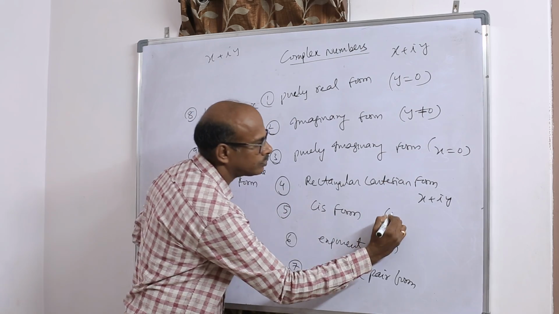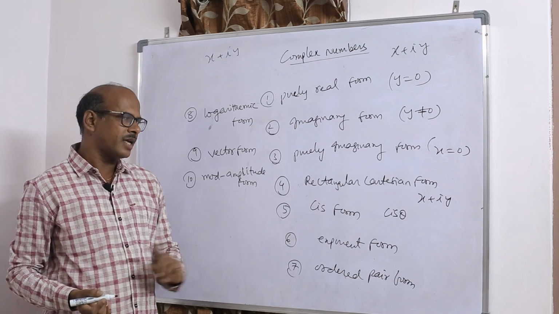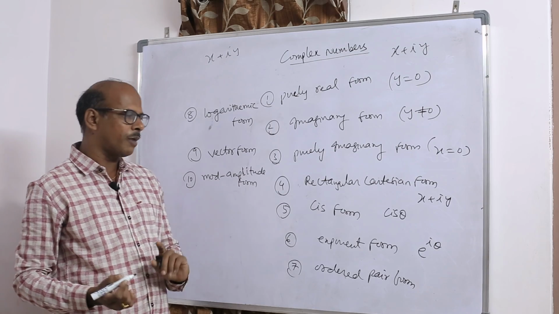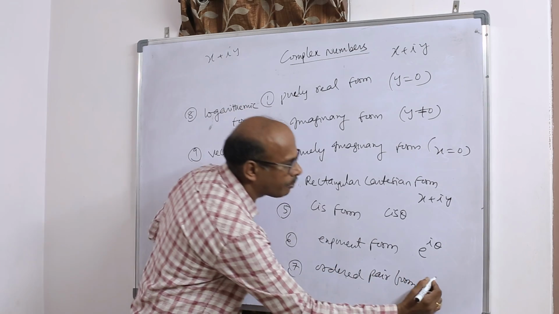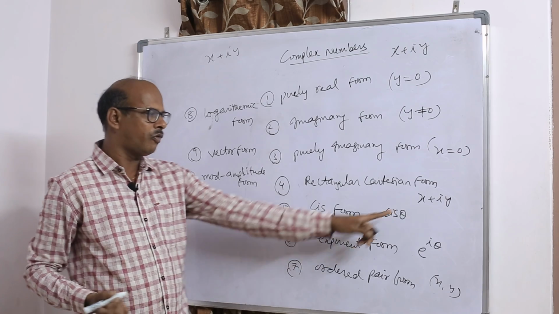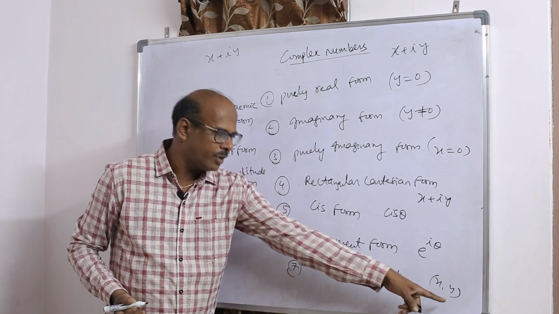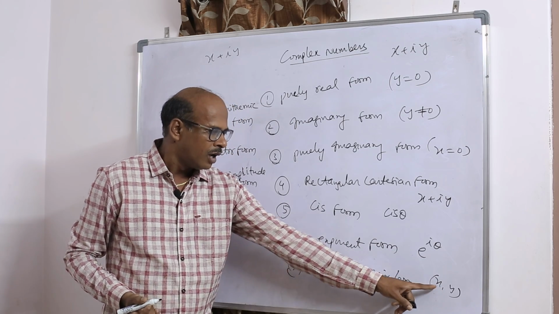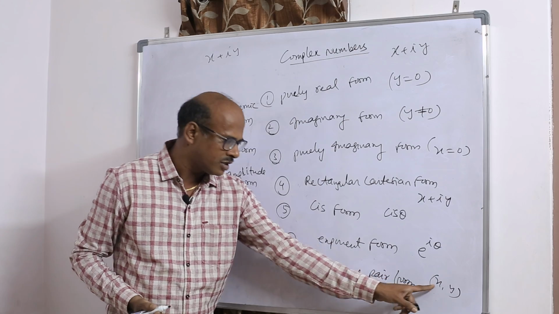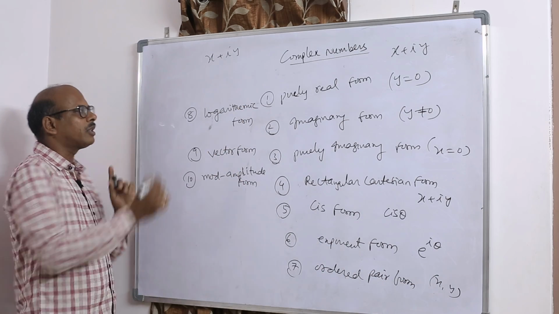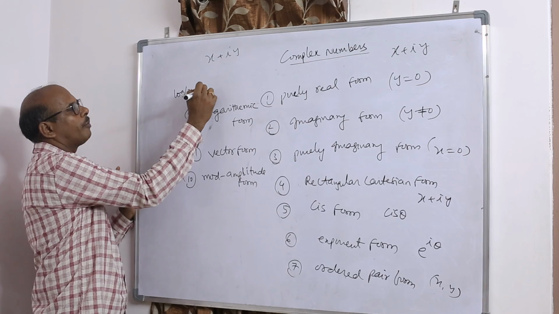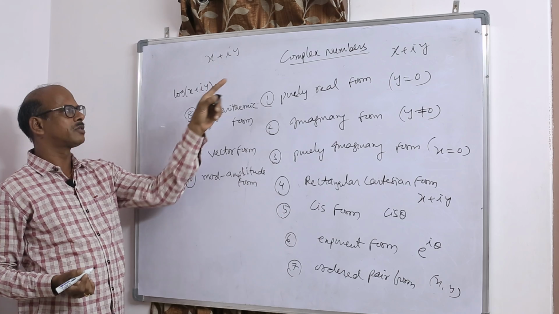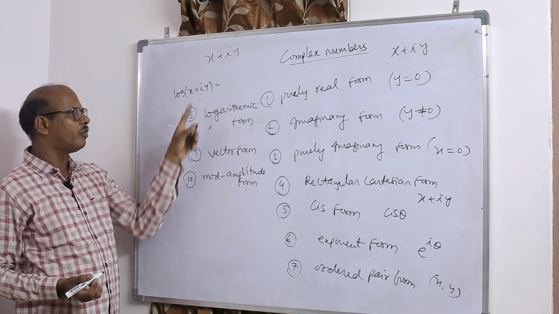Cis form: cos theta plus i sin theta is called cis theta. Exponent form: e power i theta equals cos theta plus i sin theta. Ordered pair form: in the rectangular Cartesian form, x is the real part and y the imaginary part; I express x, y as an ordered pair, a doublet like coordinates. Logarithmic form: log of x plus iy equals 1 by 2 log of x square plus y square plus i tan inverse y by x, a special logarithmic form of a complex number.